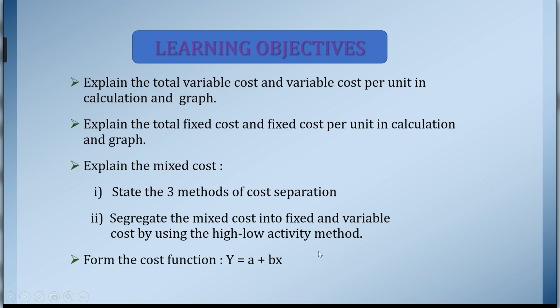Okay, so basically untuk topic 3 we are going to go through the meaning of variable cost, whether it's in total ataupun cost per unit. The same thing we are going to do for fixed costs, and then kita akan go through the meaning of mixed costs and macam mana kita nak asingkan mixed costs, which consists of fixed and also variable costs, using the method that we focus in matriculation level. Actually, we have 3 methods to separate the costs, but we are going to focus only on one method, that is the high-low activity method. Okay, so once kita dah segregate all the fixed and the variable costs from the mixed costs, we are going to use the value to form the cost function, which is y equals to a plus bx.